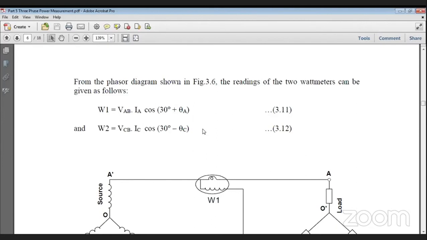Now, I was telling for load power factor 0.5. But who has told me the load power factor is 0.5? Nobody. It could be 0.2, very low. In that case, this theta will be say 70 degree, 75 degree. In that case, what will be W1? Cos 30 plus 70, it is cos 100 degree. Please remember, it is not a theoretical case, it is a practical case, that the power factor is extremely low. So this W1 will read negative.